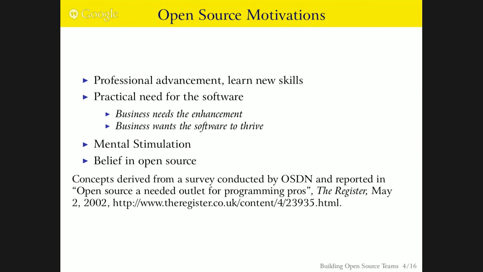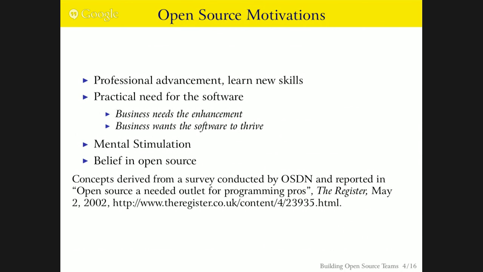The second one is a practical need for the software. They're working on open source not to help themselves, but because they need that feature, okay? Or they want to make sure the software keeps going and keeps growing, and that's why they're going to pour money into it, because it's a fundamental aspect of their business, and therefore they need it to succeed. So both are kind of mixed together. One, I need a specific thing. One, I need the software to keep growing.